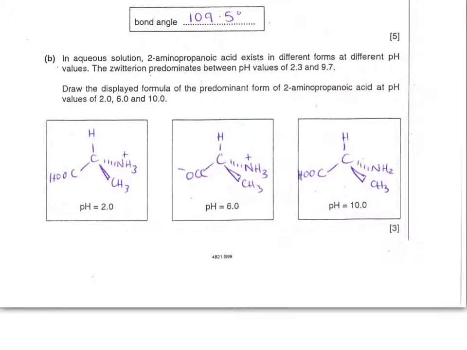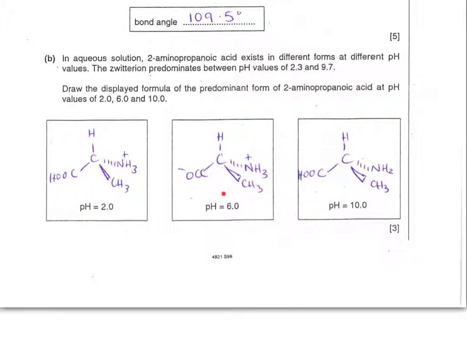In part B we have to think about the isoelectric point for alanine, and it tells us that the zwitterion predominates between pHs of 2.3 and 9.7, quite a wide range there, but remember that represents the isoelectric point of this amino acid where the zwitterion exists. So anything below that pH, as in this first part here, it's below the isoelectric point, more acidic than the isoelectric point, so the base, the amine group, will become ionised, it will gain a proton.